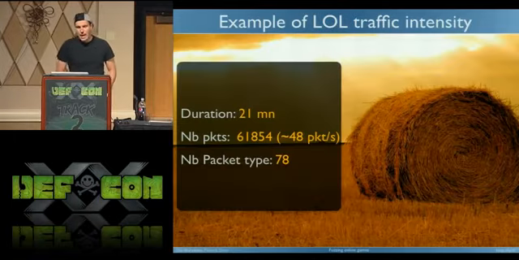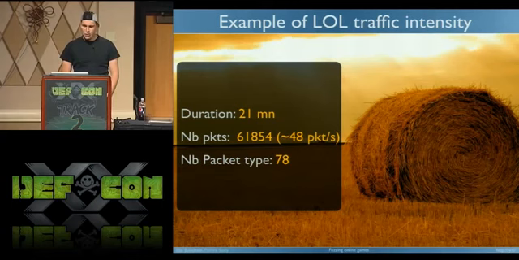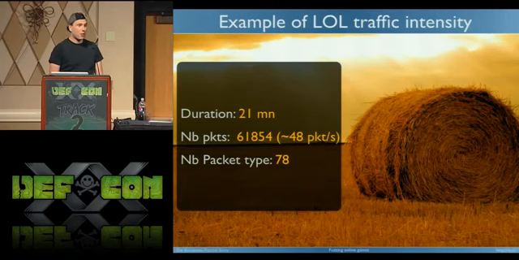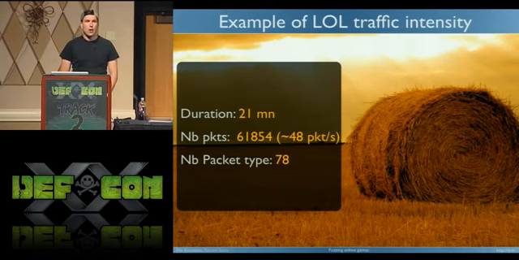We recorded a game which lasted 21 minutes. And in 21 minutes, we get 60,000 packets. That's a lot of data to process. On average, you get about 48 packets a second. So if you try to do that with a sniper, you won't see anything, and it's going to take you a lot of time. And we have isolated 78 different opcodes, so there are also a lot of different packets.